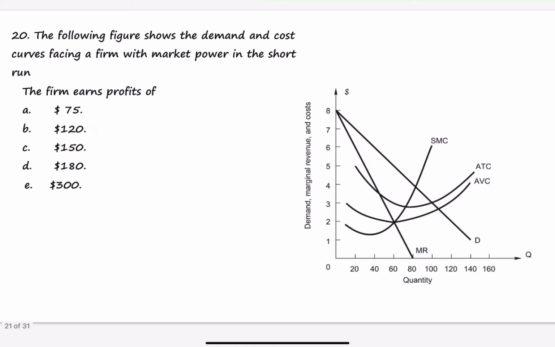The following figure shows the demand and cost curves facing a firm with market power in the short run. The firm earns profits of, so we're going to go find our marginal revenue equals marginal cost. Which is right here. We're going to take that to 60. We're going to go all the way up to demand, which we've already done, and we see that it's at 5. So Q equals 60, P equals 5.